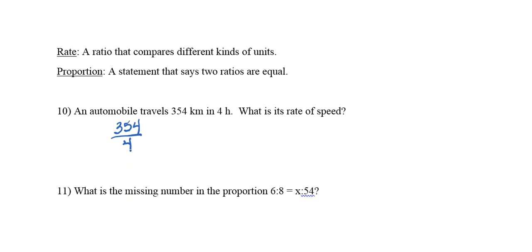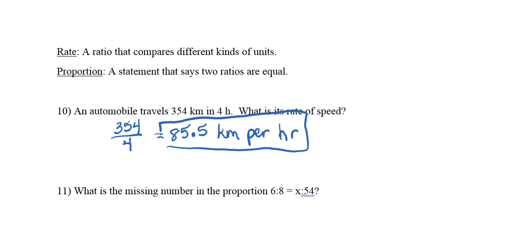354 divided by 4 is not a whole number, but that's okay. I'm going to go ahead and go 354 over 4, and what I get is 85.5 kilometers per hour. So by going all the way down to 85.5, I'm seeing how far I can go in 1 hour. That is its rate of speed.